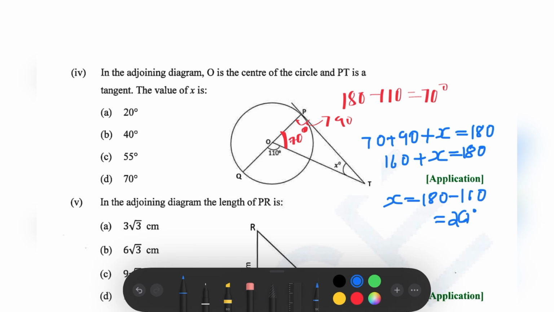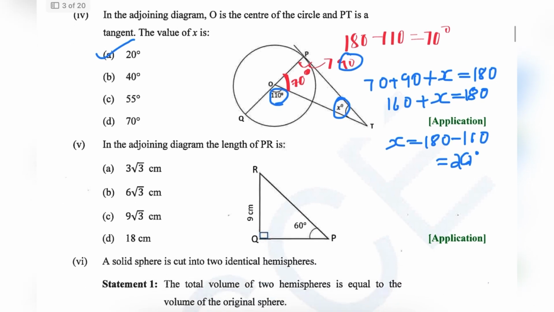Okay, so here option A is correct. You can do it like this, or you know that the exterior angle is always equal to the sum of the opposite interior angles. So here it is 90 plus x is equal to 110. Then also you will get the answer as 20 degrees. Okay, now we move to the next one.